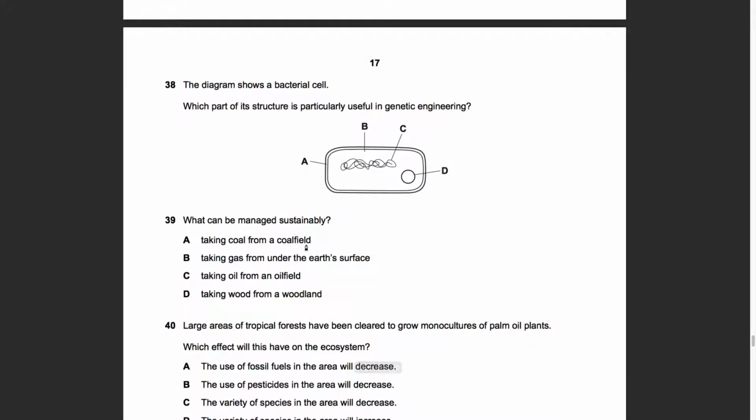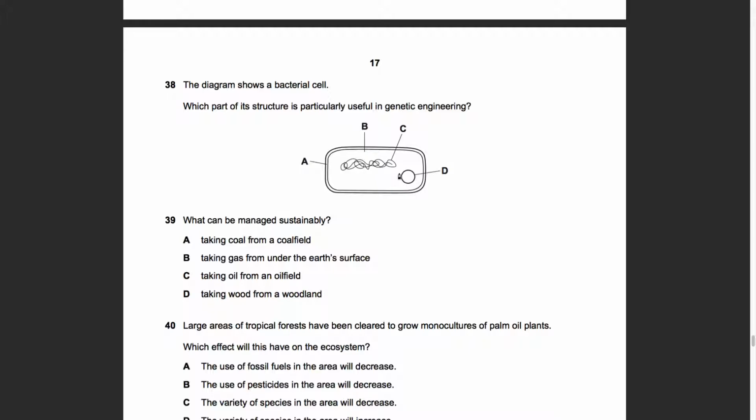34. The diagram shows a bacterial cell. Which part of its structure is particularly useful in genetic engineering? So if we just go around what everything is in the structure, A is the cell wall of the bacteria, B is the cytoplasm, C is the genetic material. Remember, it's not enclosed in a nucleus because these are prokaryotic cells. They don't have a nucleus. D, although it's probably a little bit out of scale, it's massive compared to the rest of the cell. These are actually very small structures.